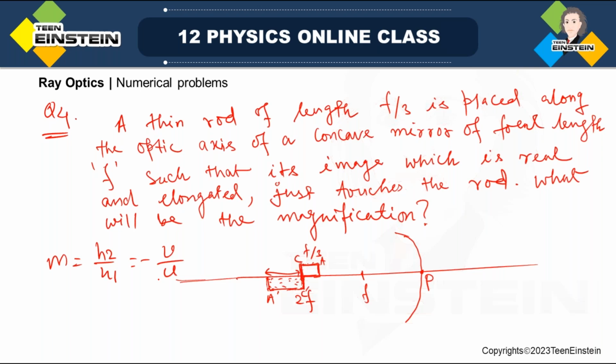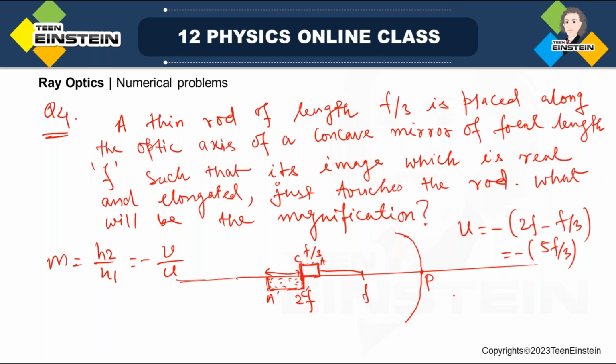Anyway, what we have to do is find out the image position. We have got the object position. So what is the object position? We have to take it up to here. Actually, this is the object position. So this is f, 2f minus of that. So the object position is minus 2f minus of f by 3. This is my object distance. 6f minus f, so 5f by 3. This is actually the object distance.